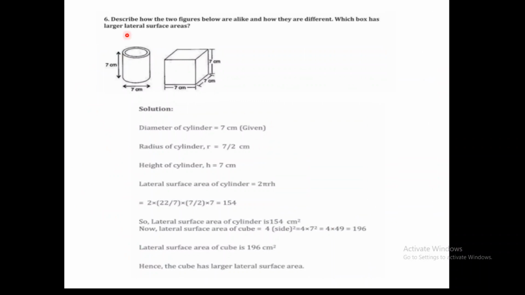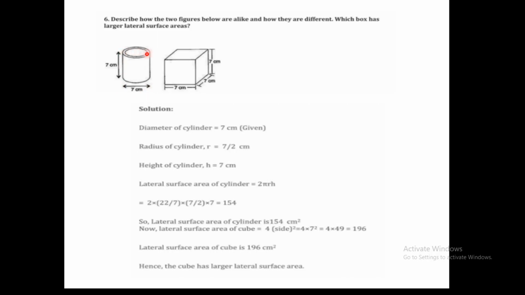Describe how the two figures below are alike and how they are different. Which box has larger lateral surface area? Look at the first one, the figure is a cylinder, then the other is a cube. So we have to find their lateral surface areas.